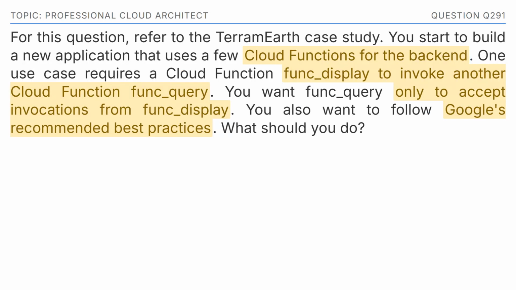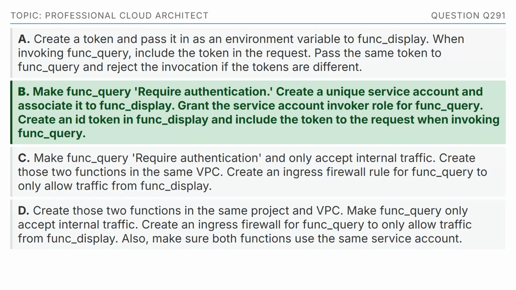To arrive at the correct answer, we focus on the keywords: cloud functions for the backend, func_display to invoke another cloud function func_query, only to accept invocations from func_display, Google's recommended best practices. The correct answer is option B, make func_query require authentication. Create a unique service account and associate it to func_display. Grant the service account invoker role for func_query. Create an ID token in func_display and include the token to the request when invoking func_query.